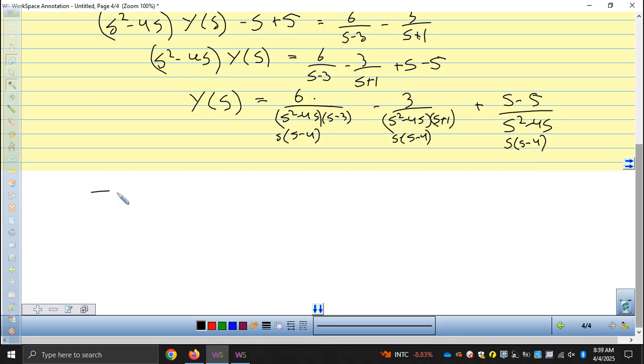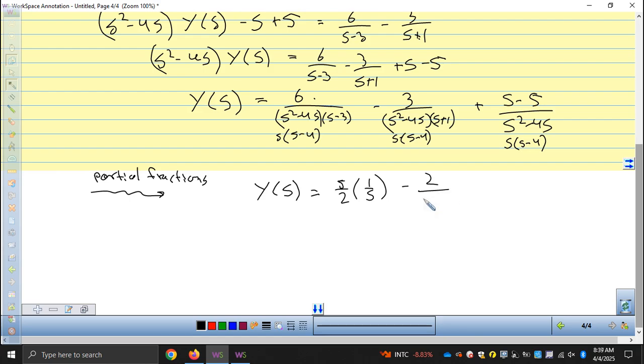So I'm going to say partial fractions. We're thankful for technology. And we get y of s equals 5 halves times 1 over s minus 2 over s minus 3 minus 3/5 times 1 over s plus 1 plus 11/10 times 1 over s minus 4.